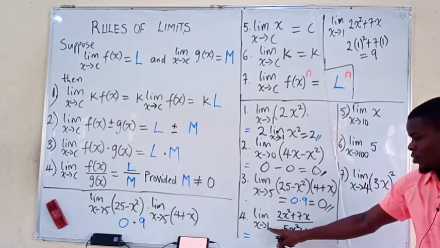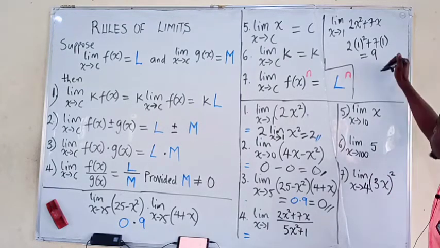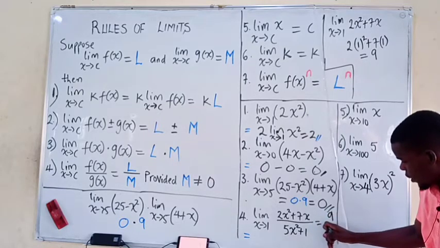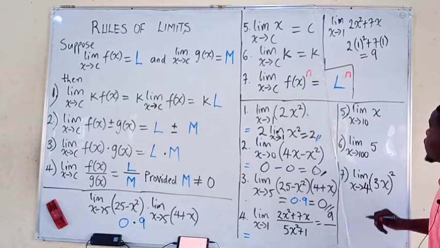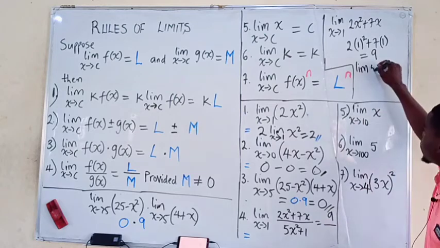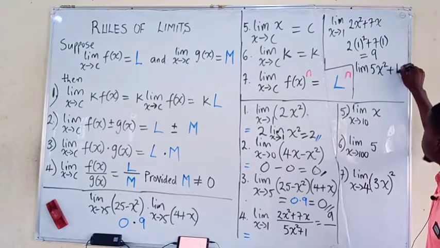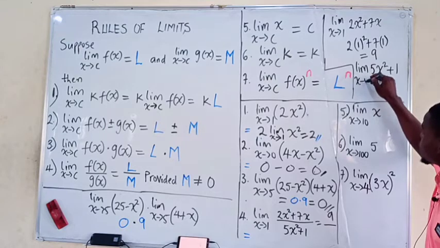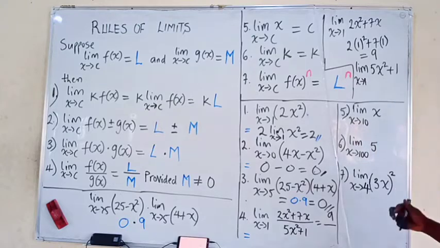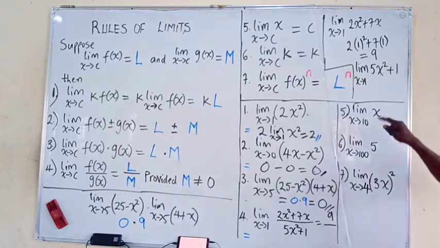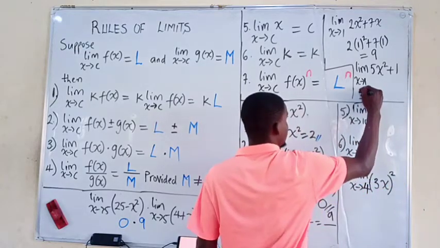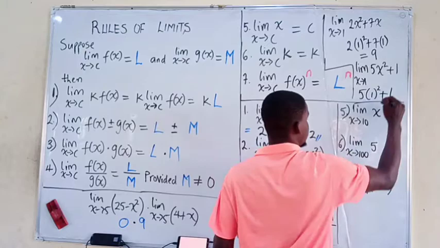Then we just have to do that to the denominator. The numerator here is 9, so I can put 9 on top, then divide it by the denominator. So we check the limit of 5x squared plus 1 as x tends to 1. Again, 5x squared plus 1, as x tends to 1, we just substitute 1 in there. We're going to have 1 raised to the power 2, which is 1 again. That is 5 times 1 raised to the power 2 plus 1.